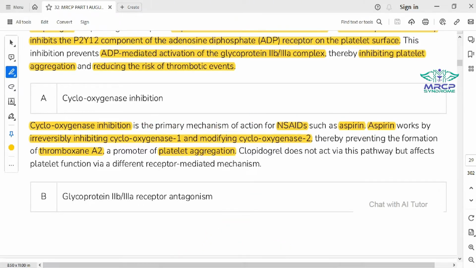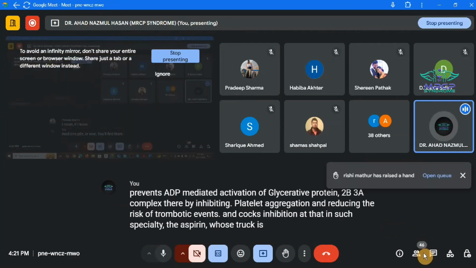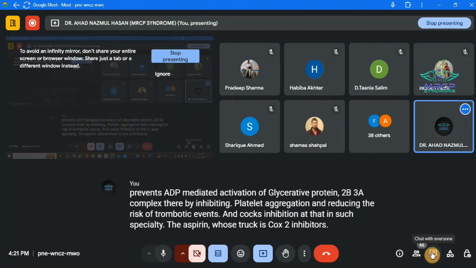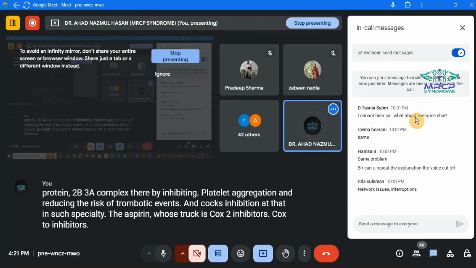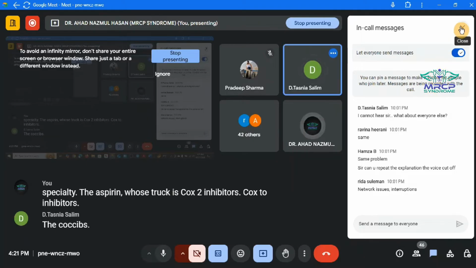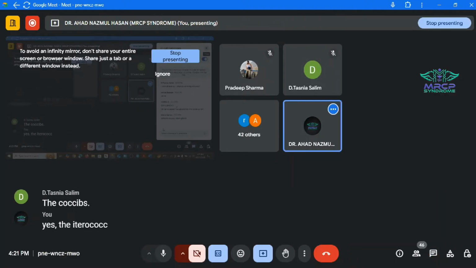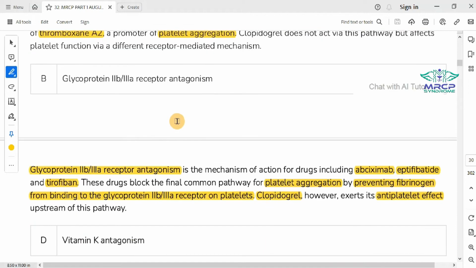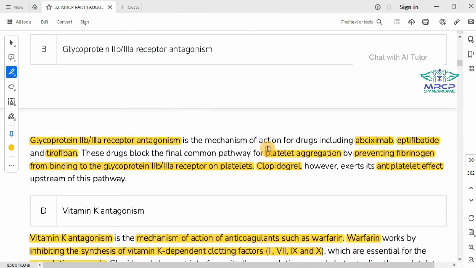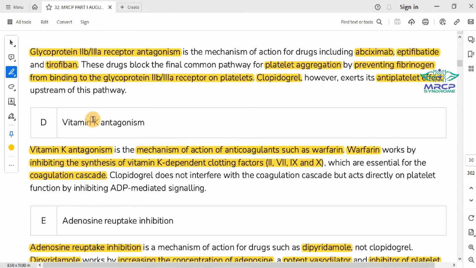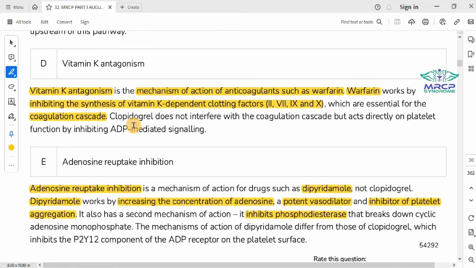Which drug is COX-2 inhibitors? The coxibs. Yes, the etoricoxib or the valdecoxib, something like this. And glycoprotein 2B, 3A: abciximab, eptifibatide, tirofiban. And vitamin K is warfarin, 2, 7, 9, 10 or 1972.